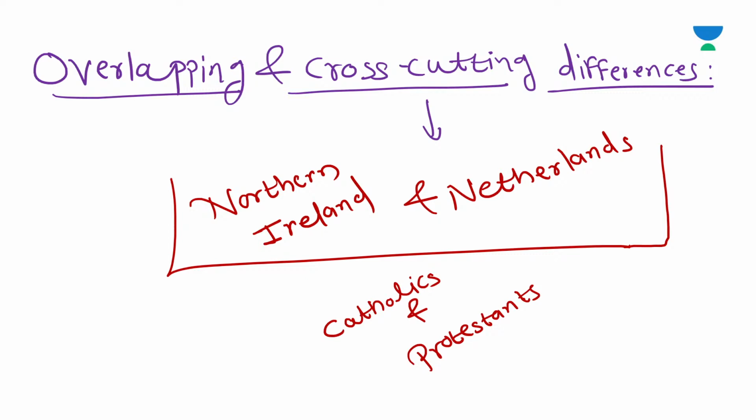Now, in this example, the result is that Catholics and Protestants have had conflict in Northern Ireland while they do not do so in the Netherlands. Now, overlapping social differences create possibilities of deep social divisions and tensions, whereas cross-cutting social differences are easier to accommodate.